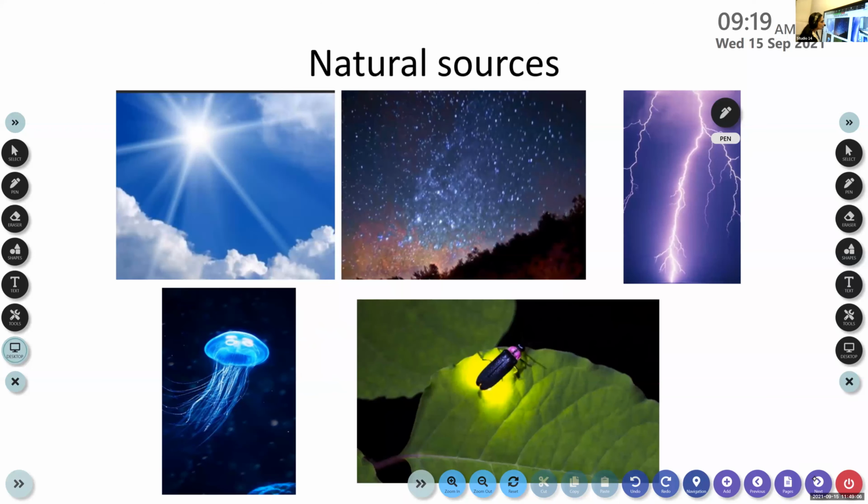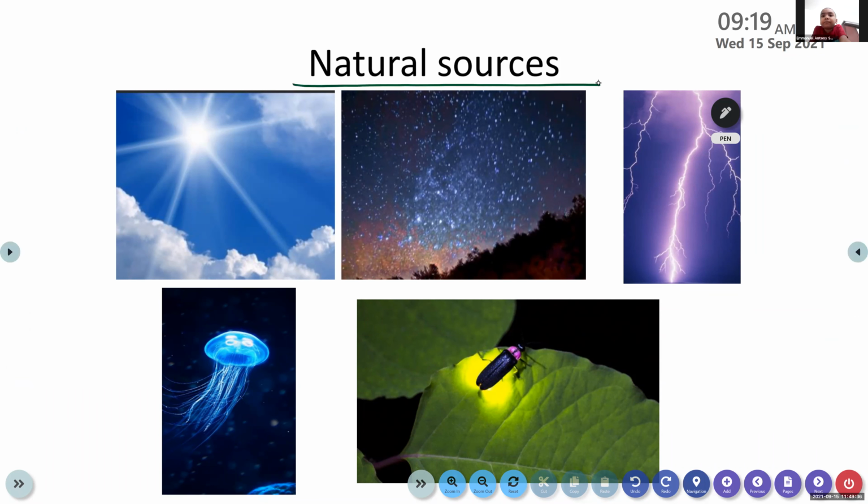I showed all these examples. Okay. So, you have to remember the pictures. You have to keep these pictures in your mind. So, sun, stars, lightning, then fire. Fireflies. Fire means fire is also there. Then the jellyfish. Yes. So, can you see this picture, children? Yes. These are natural sources of light.